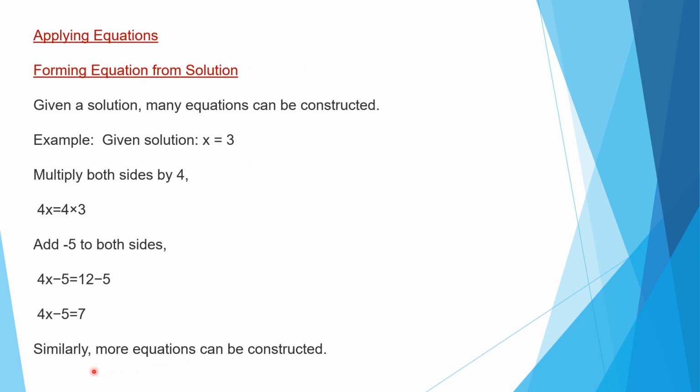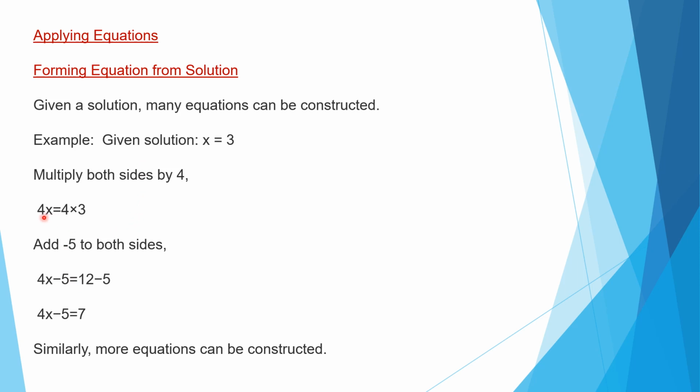Applying equations, in that, forming an equation from a solution. Given a solution, many equations can be constructed. For example, x is equal to 3. So we can construct, keep on, like multiply both sides by 4. So x is equal to 3 is a solution. Multiply both sides by 4. That is 4x, 3 into 4. Now add minus 5 to both sides. Add minus 5 means it will become minus only.